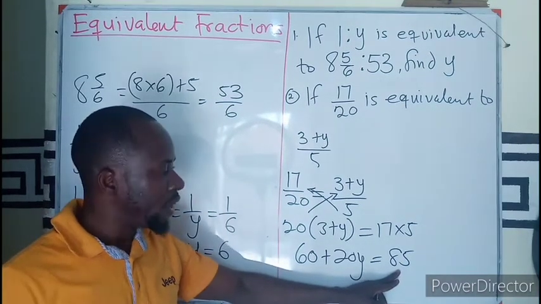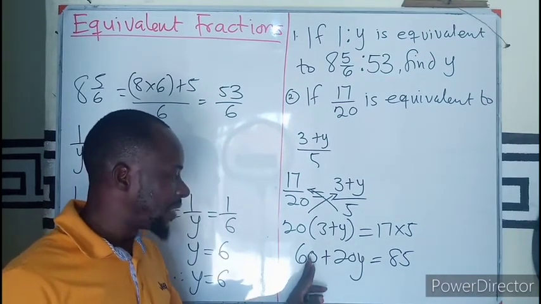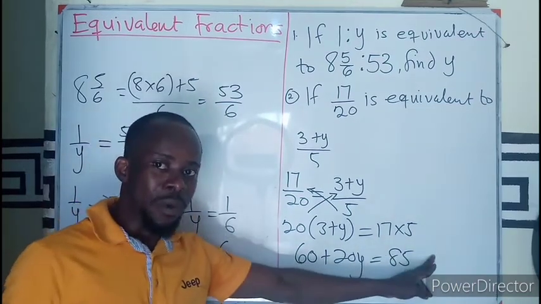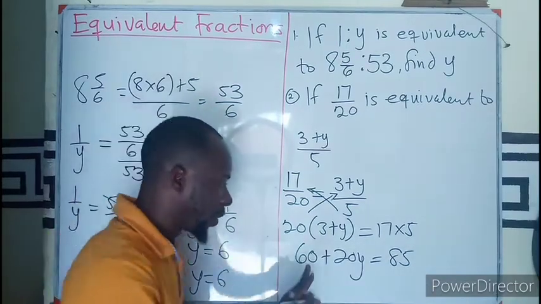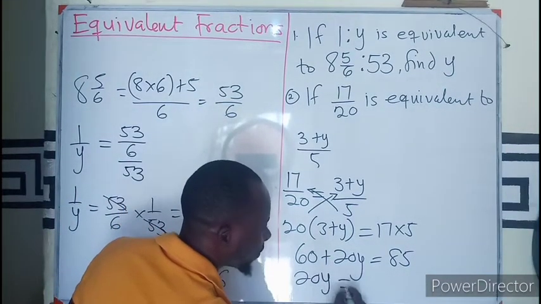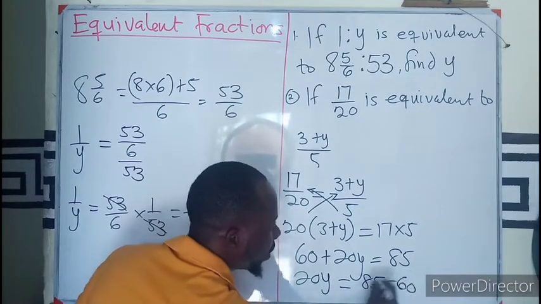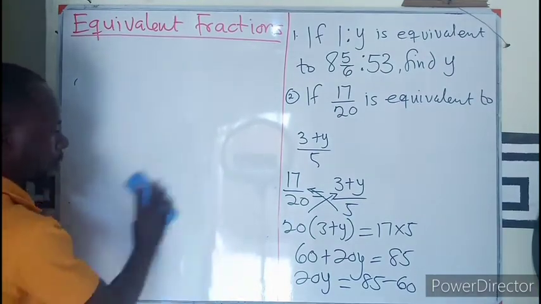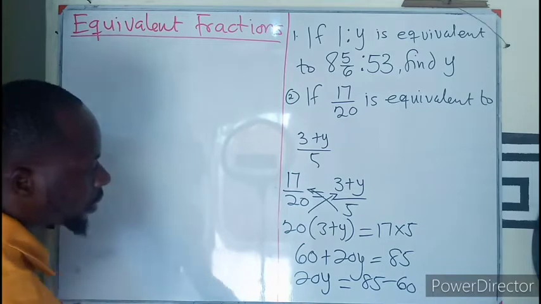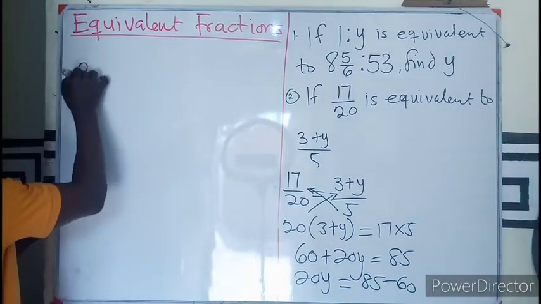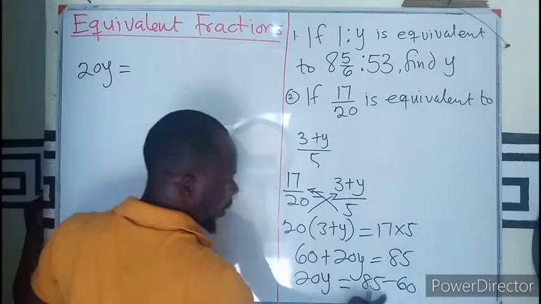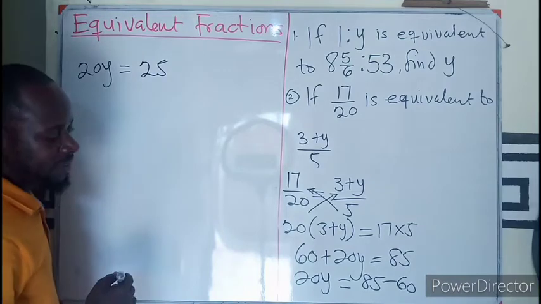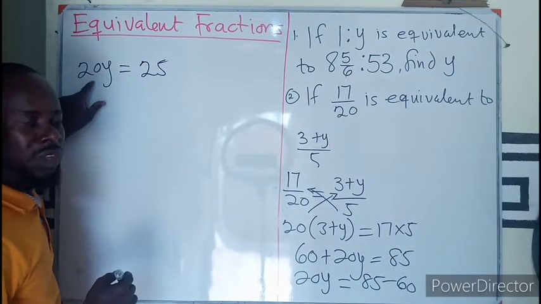So we have our 85, a variable, constant, constant. This is a simple equation. So we group like terms by subtracting 60 from both sides. 60 minus 60 is 0, so I'll be left with 20y. Then 85 minus 60 will be at the other side. When we subtract, we are going to have 25, right? We are still looking for y, not 20y.